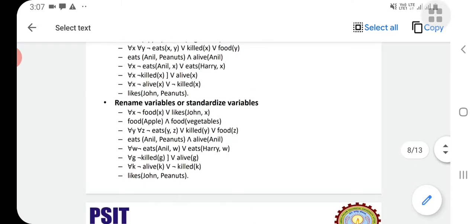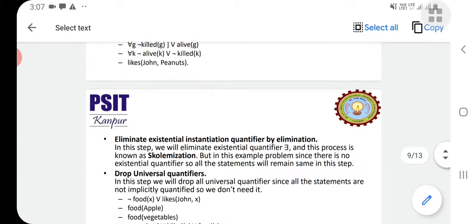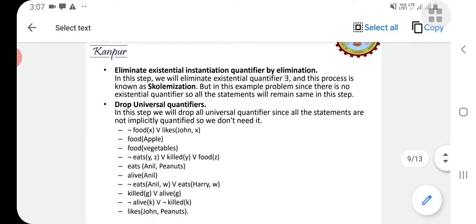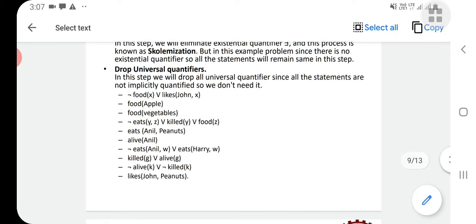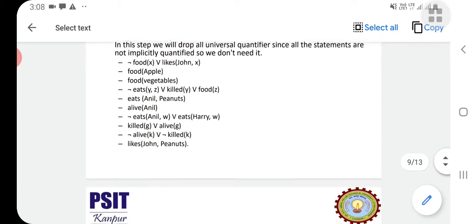See, this is the solution. This is the final solution of step 2. Not final, but it is a near-about solution, right? So one modification is required. What is the modification? You have to remove the universal quantifier. After removal of the universal quantifier, this will be the final result of step 2, right? I know step 2 is very lengthy, no need to worry.